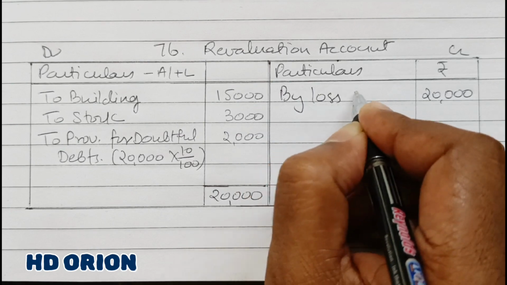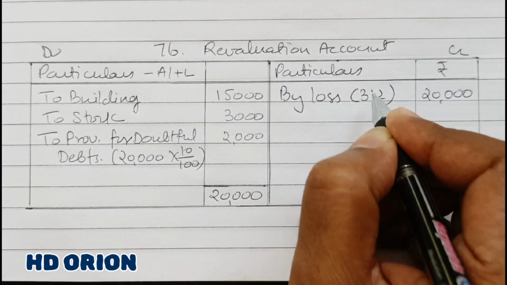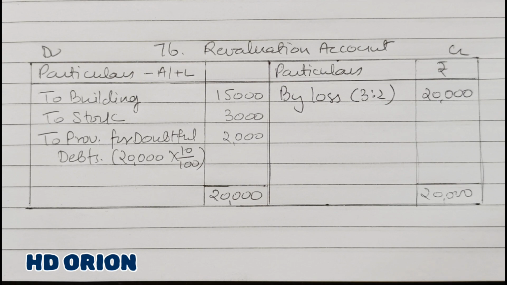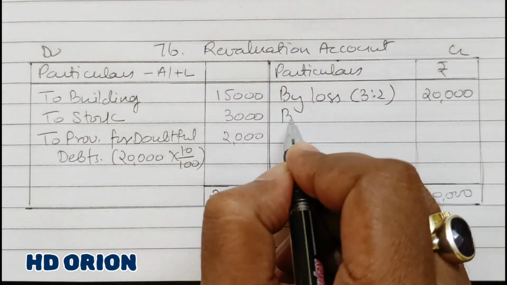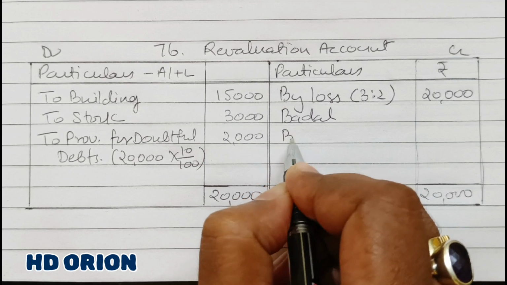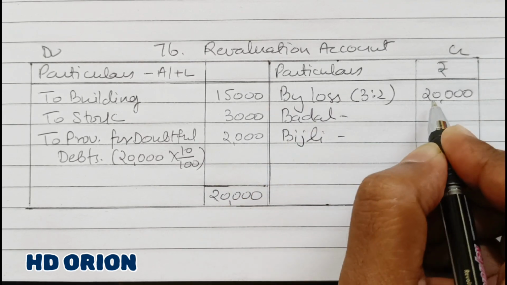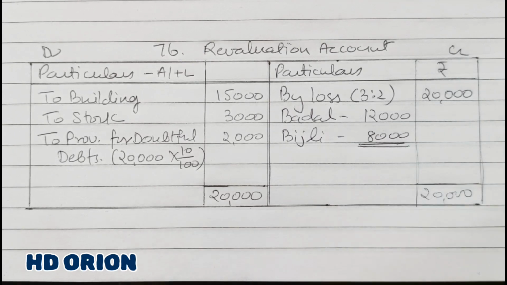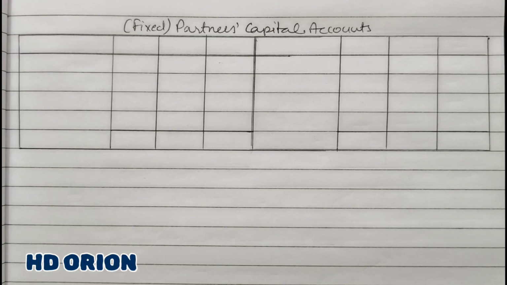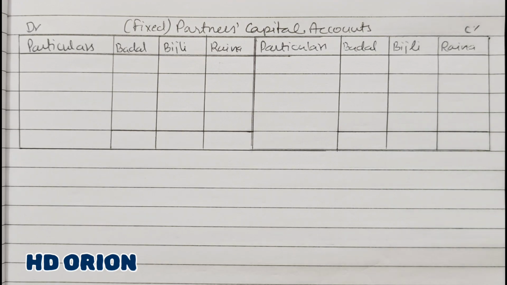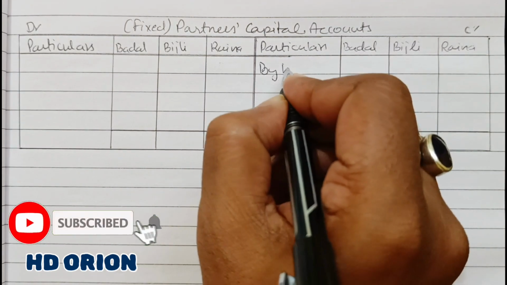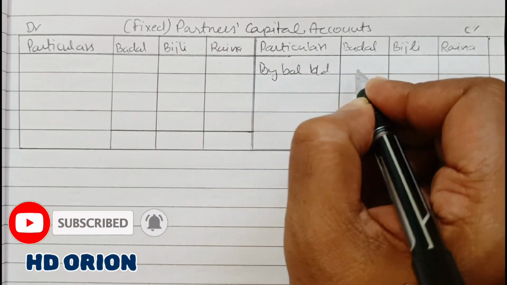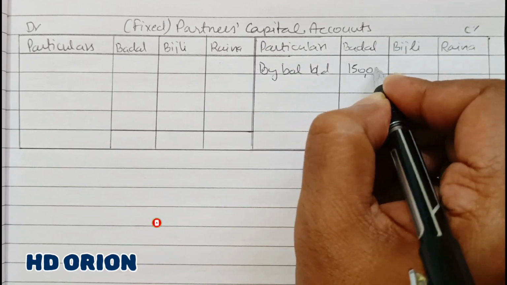The loss on revaluation will be given to the old partners in their old profit sharing ratio, that is 3:2. So Badal and Bijli will bear 12,000 rupees and 8,000 rupees. Now let us prepare the partners' capital account first. So in this capital account, first we will write the capital balances. As given in the question, it is 1,50,000 and rupees 90,000.